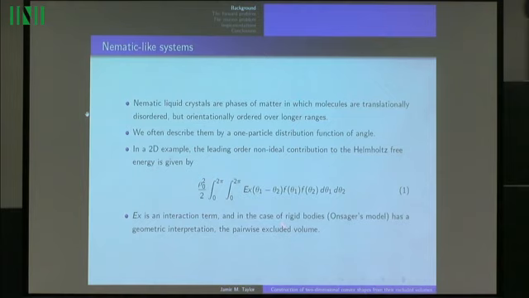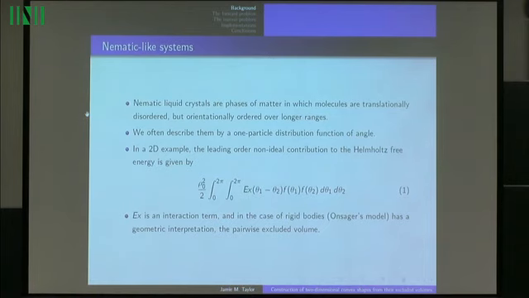Now this Ex term, you may think it's a bit suggestive. In our talk it's going to be the excluded volume. So in the case of rigid hard bodies, the only thing that turns up here is the excluded volume, which is the amount of space excluded to one particle by another given their orientation.